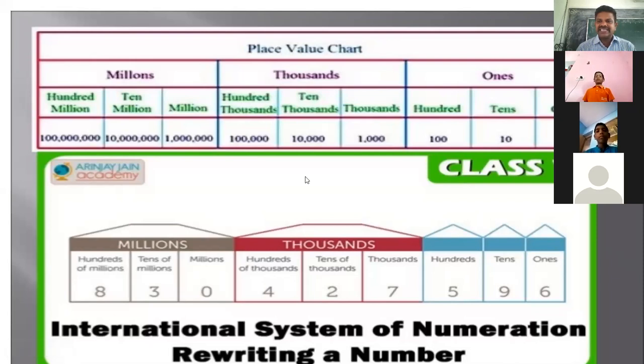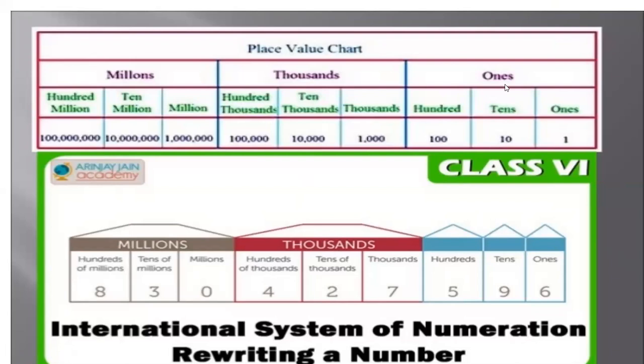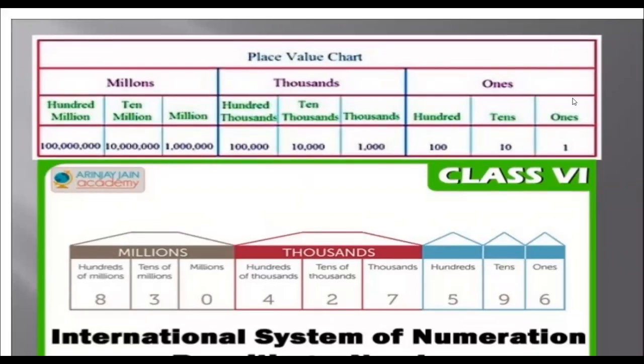How many digits are there in the ones period? Here we can see that. How many digits are there here? There are altogether 3 digits: ones, tens, and hundreds. These 3 make the ones period. These are all periods. This is the first period.